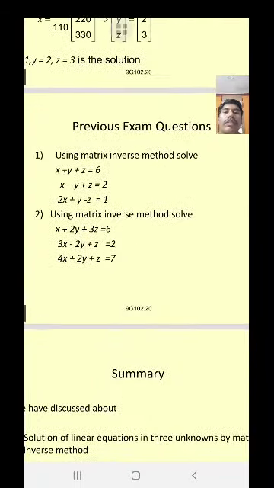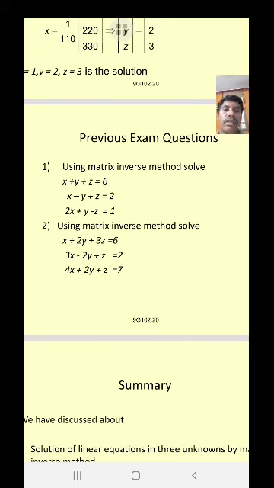Previous exam questions. Using the matrix inverse method, solve x plus y plus z equals 6, x minus y plus z equals 2, 2x plus y minus z equals 1. Second, using the matrix inverse method, solve x plus 2y plus 3z equals 6, 3x minus 2y plus z equals 2, 4x plus 2y plus z equals 7.